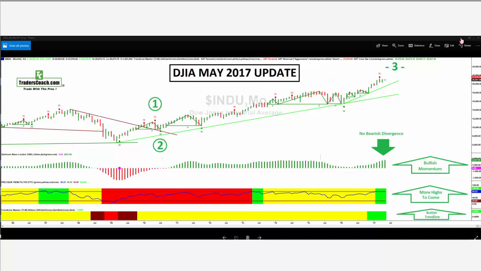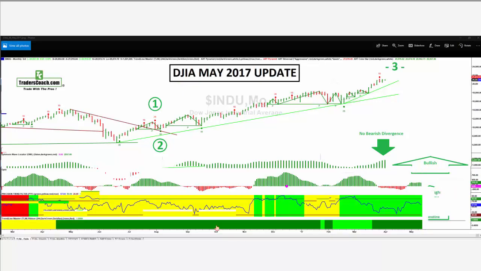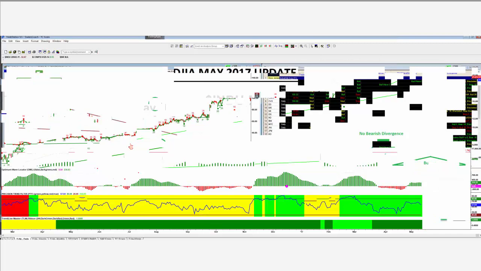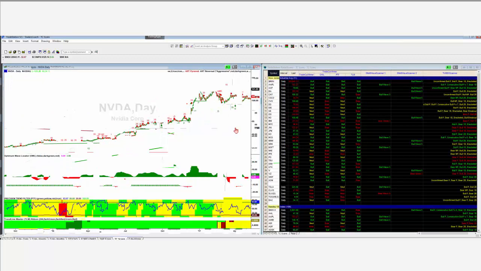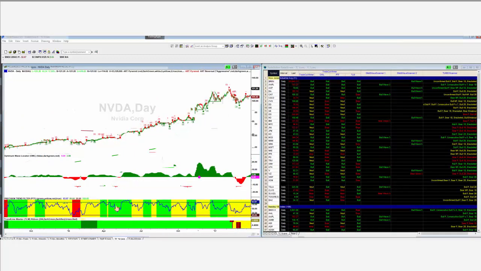So that just kind of gives you a little bit of an idea. Now, the other thing I wanted to do is go into TradeStation a little bit. Here's NVIDIA. Anybody trading NVIDIA, by the way? What a wave 3. That's a wave 3. Look at the owl. There's no red in any of our indicators down here, and it's been a clear shot.